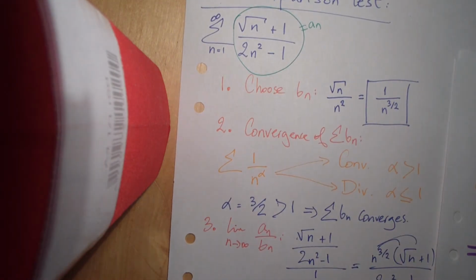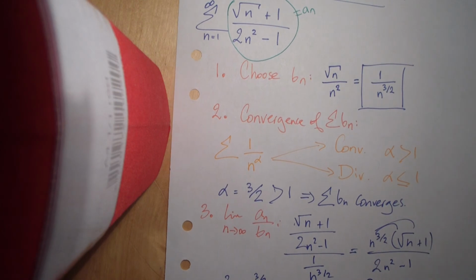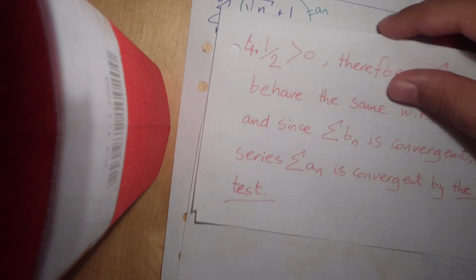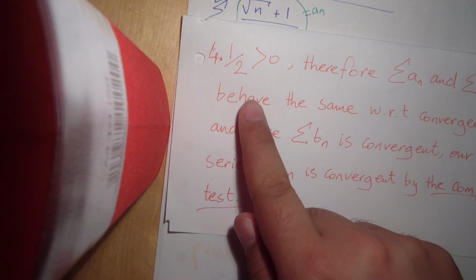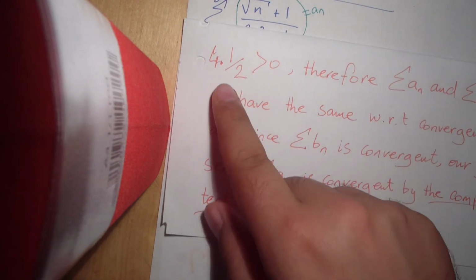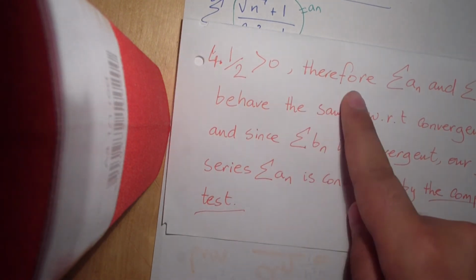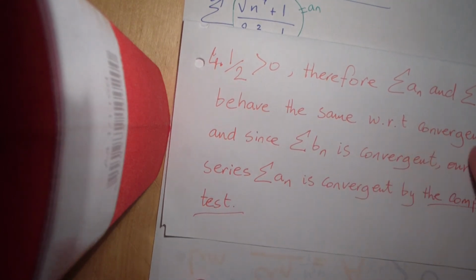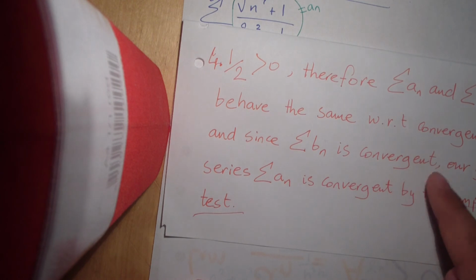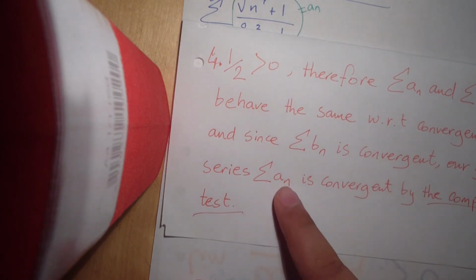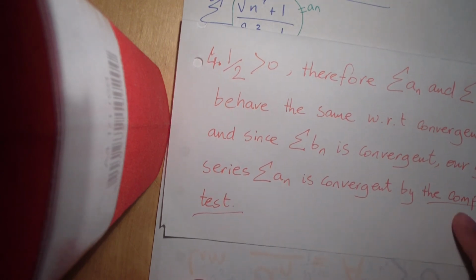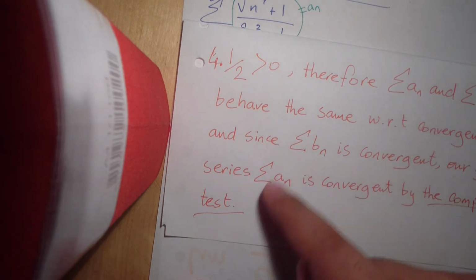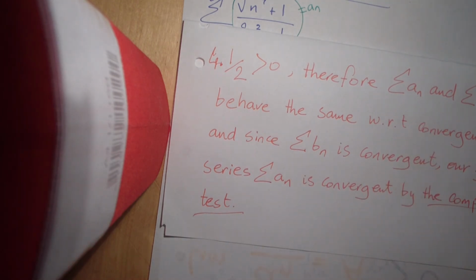If you're doing this in an exam, though, I would advise that you write it down as step 4, very clearly, something like this: 1 over 2 is larger than 0, therefore the series of An and the series of Bn behave the same with respect to convergence, and since the series of Bn is convergent, our given series of An is convergent also by the comparison test. This can really earn you an extra mark in an exam.